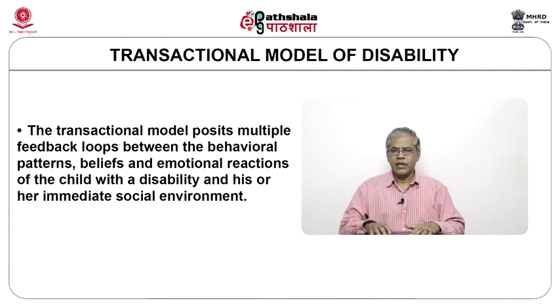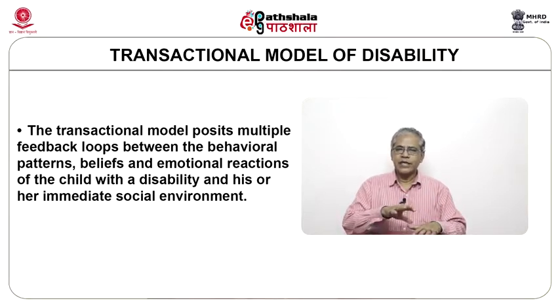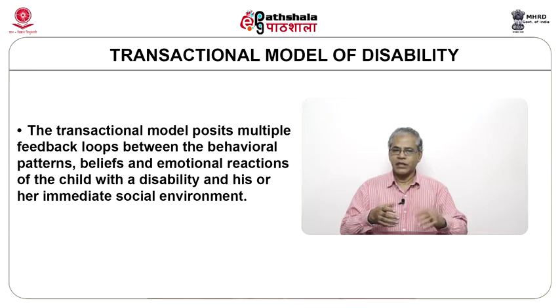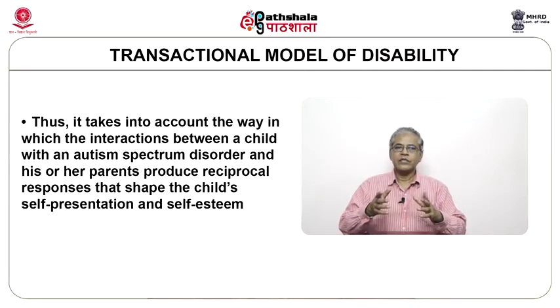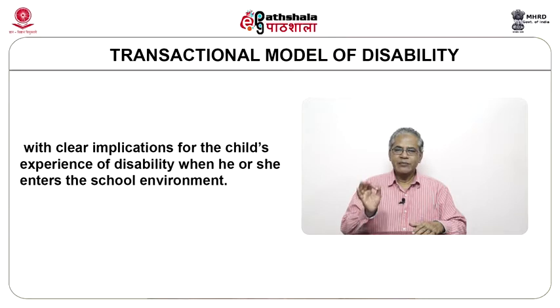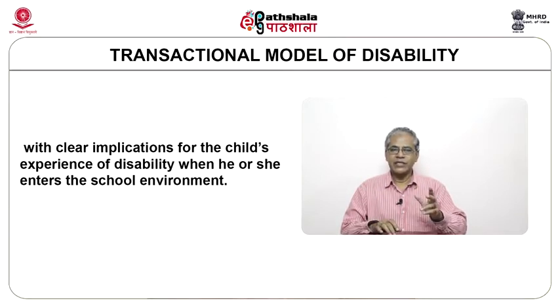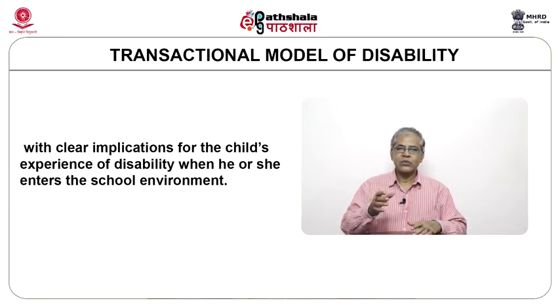The transactional model provides a framework for conceptualizing how these dynamics affect the experience of disability for the child and his or her support system. The transactional model posits multiple feedback loops between the behavioral patterns, beliefs, and emotional reactions of the child with a disability and his or her immediate social environment. Thus, it takes into account the way in which the interaction between a child with an autism spectrum disorder and his or her parents produces reciprocal responses that shape the child's self-presentation and self-esteem, with clear implications for the child's experience of disability when he or she enters the school environment.